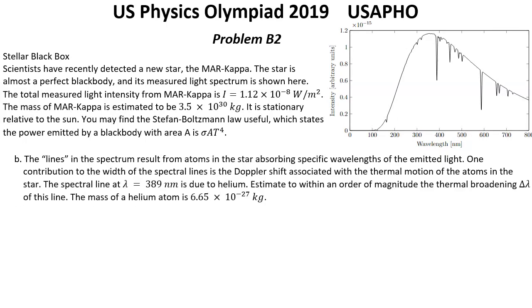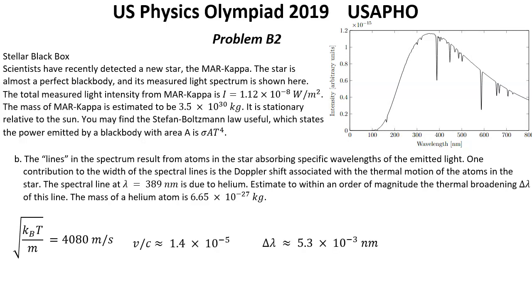Solution for question B. The root mean square velocity of the atoms in the star in the direction towards Earth is the square root of k_BT over m, which is about 4080 meters per second. The redshift v over c is thus about 1.4 × 10^-5, which gives us Δλ approximately equal to 5.3 × 10^-3 nanometers, which is very insignificant. That's the answer for question B.